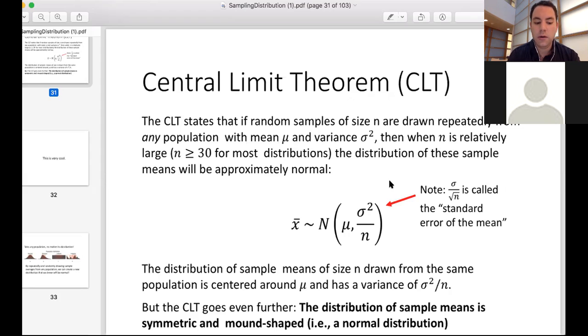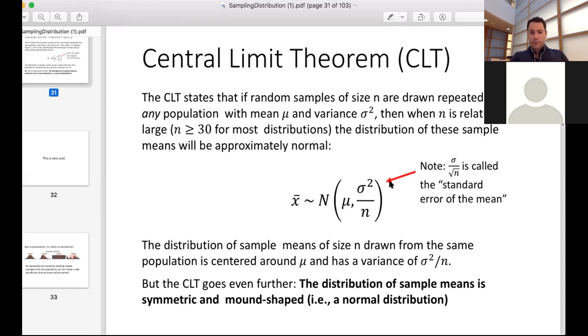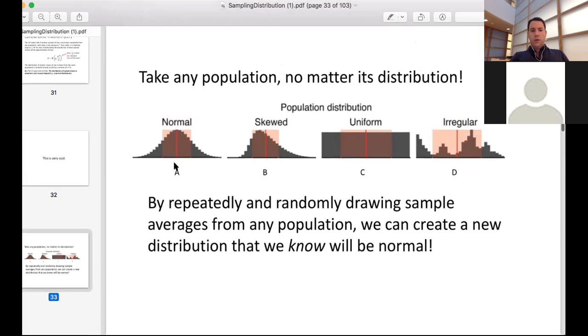So that's a really great rule that we have in statistics that says that even if we don't know if a distribution is normal, if we take large enough random samples of that population, then that distribution will be approximately normal, which is great for our purposes. So even if we have a skewed data set, a uniform data set, or an irregular data set, by drawing a large enough random sample, we can now create a new distribution that we know will be normal.